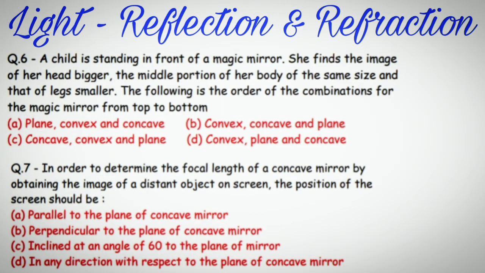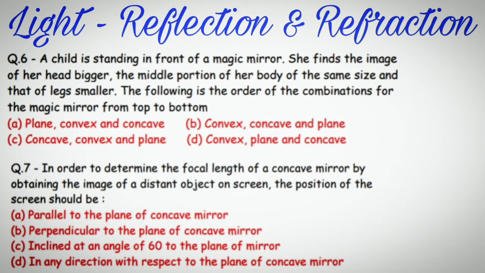Next question comes here. A child is standing in front of a magic mirror. She finds the image of her head bigger, the middle portion of her body of the same size, and that of legs smaller. The following is the order of the combination for the magic mirror from top to bottom. Option A plane, convex and concave. Option B convex, concave and plane. Option C concave, convex and plane. Option D convex, plane and concave. And the correct answer is concave, plane and convex.